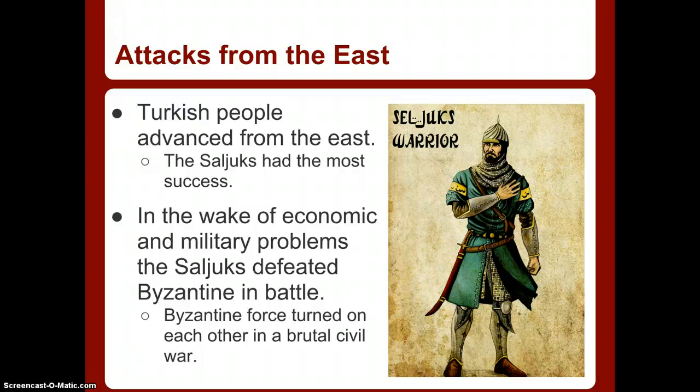And from the east, we have a Turkish people that were gaining power, and these are the Seljuks, and they had the most success against the Byzantine Empire. They arrived on the scene at a great time for them, in the wake of economic and military problems. The Seljuks are able to defeat the Byzantine forces in battle, and subsequently the Byzantine forces turn on each other and eventually engage in a very brutal civil war. And we know from civil wars that it depletes the overall unified force and leaves it open and susceptible to outside invasion.